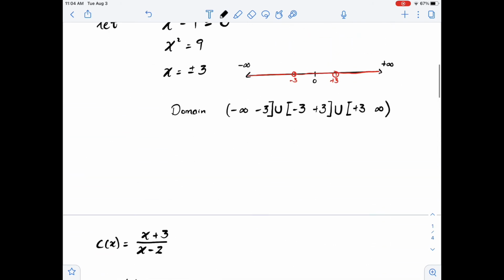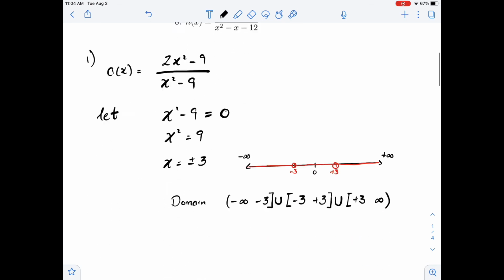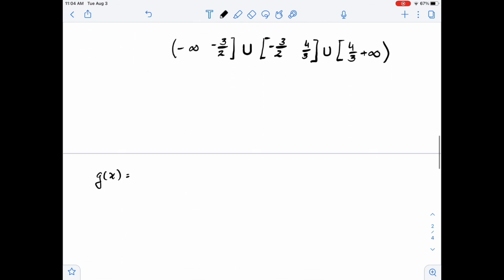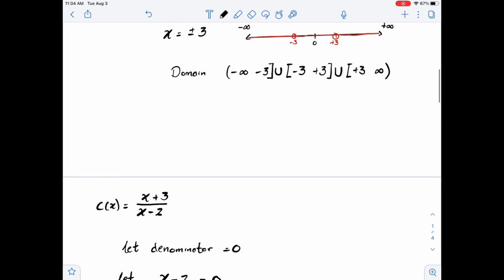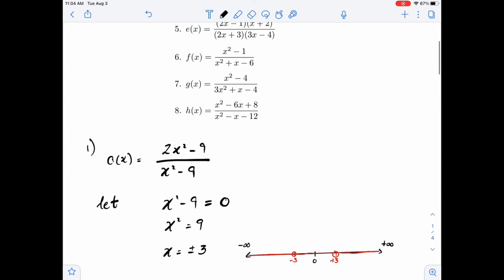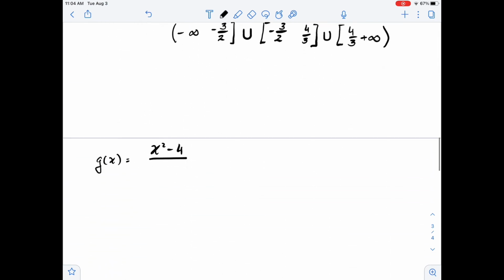And let's see what I have for g of x. I have x squared minus 4, over 3x squared plus x minus 4. All right. Again, I have a quadratic binomial in my numerator, and I have a quadratic trinomial in my denominator. For the sake of domain, it is the denominator that we care about.